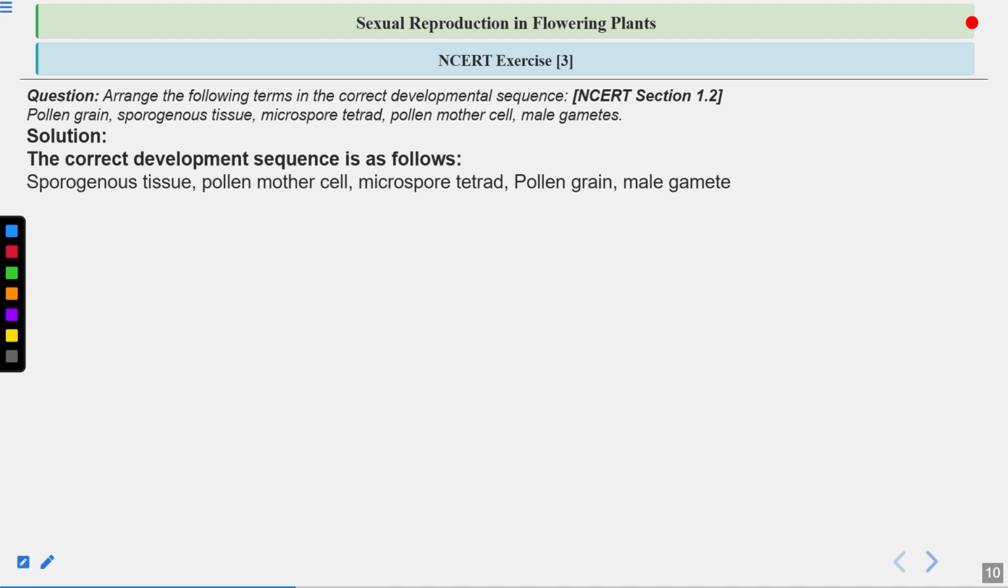So, after this microspore tetrad, the pollen grain is formed. And you all know that the pollen grain has two cells, the vegetative cell and the generative cell. The generative cell divides and gives rise to the two male gametes. So the male gamete comes at the last stage, right?